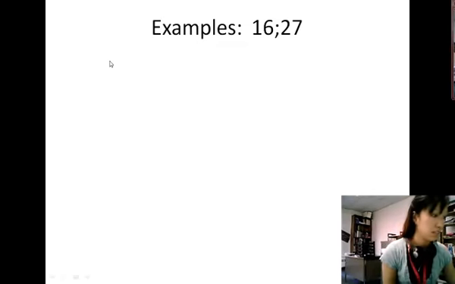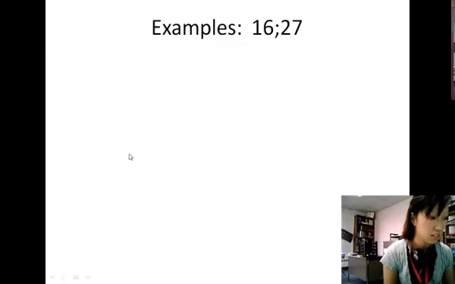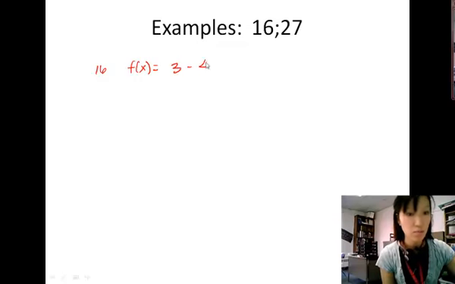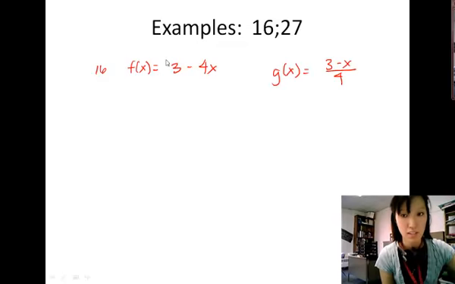So let's take an example of this. Number 16, I'll read you the directions off the book. It says, show that f and g are inverse functions, algebraically and graphically. So let's go ahead with number 16. We have f of x equals 3 minus 4x, and we have g of x equals (3 minus x) over 4. So algebraically, we're just going to go ahead and do the composition.